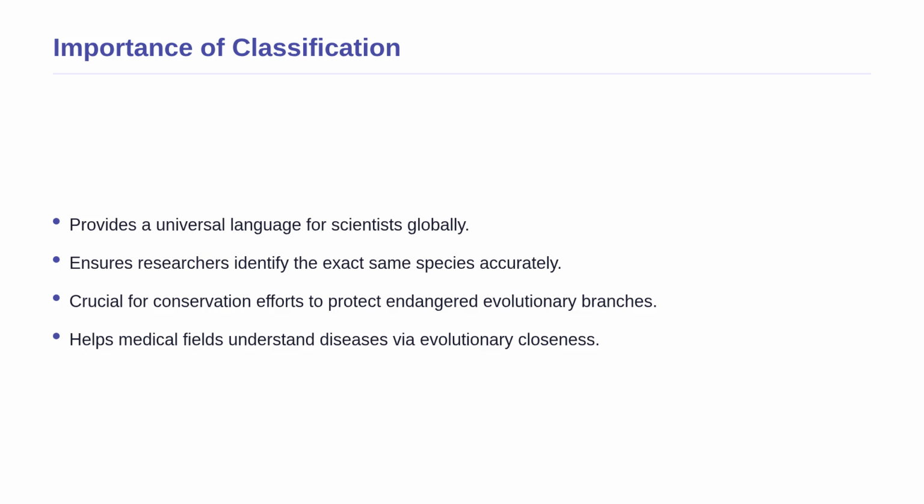By mapping the tree, we can identify which unique branches are most at risk of extinction. In medicine, knowing how closely related certain mammals are to humans helps us understand diseases and develop life-saving treatments. Without this system, our understanding of biodiversity would be a chaotic mess.